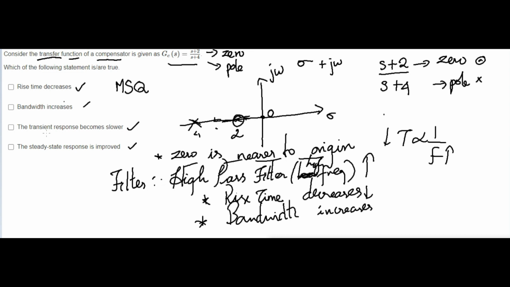Look at the transient response: it is not affected. That means no increase, no decrease, no problem. So of the options, rise time decreases, yes, and bandwidth increases, yes. The other two options are not correct. This is the answer.